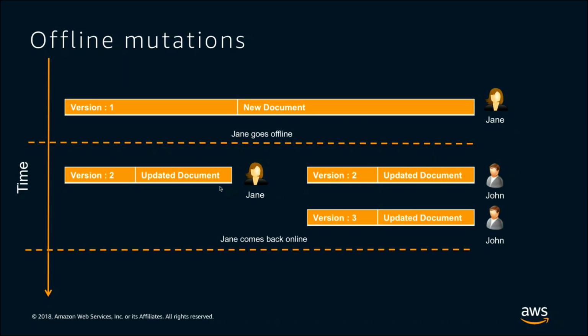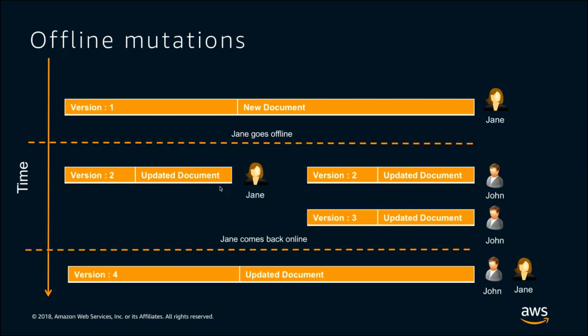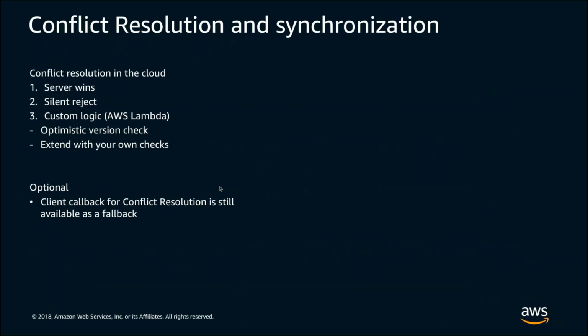Now, when Jane comes back online, the expectation from most customers is that you are somehow resolving any conflicts that might occur. This might be handled either by giving Jane an option to resolve the conflict herself, or the server automatically does that for you. So how does AWS AppSync help you with such a use case? We support conflict resolution in two places: conflict resolution on the cloud, and optionally conflict resolution on the client.